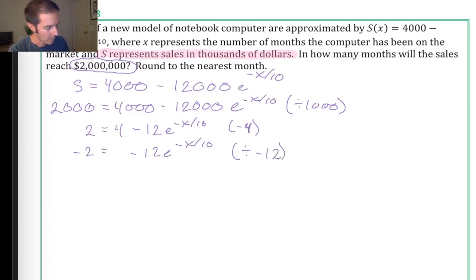Remember that our goal is absolutely to isolate that x value over there. Dividing by negative 12 and simplifying on the left-hand side gives us positive 1 over 6. That's dividing and simplifying. Right-hand side, e to the negative x over 10.